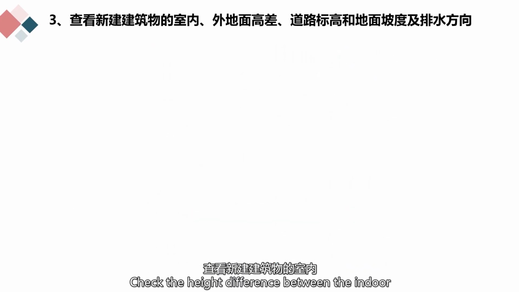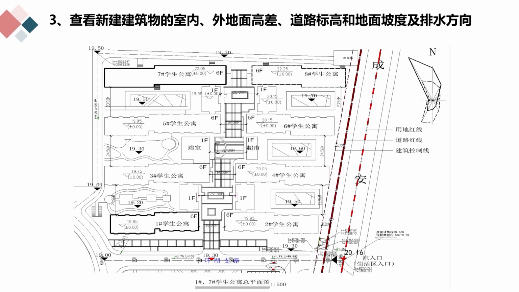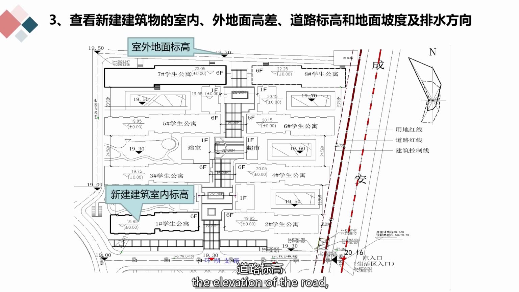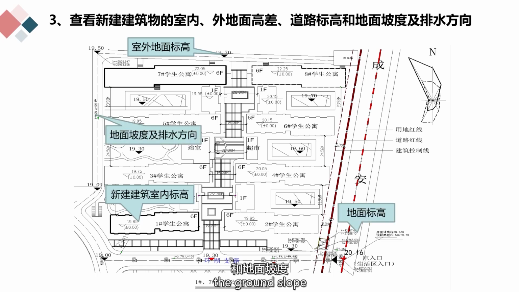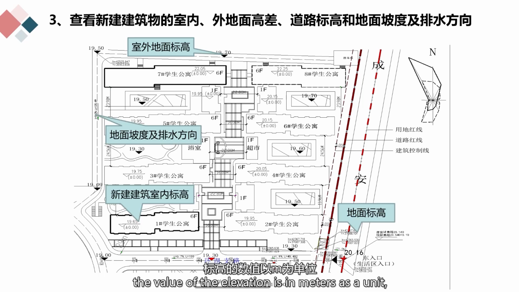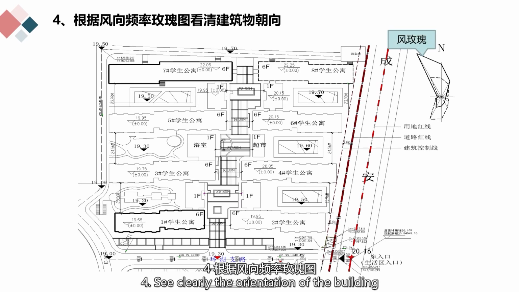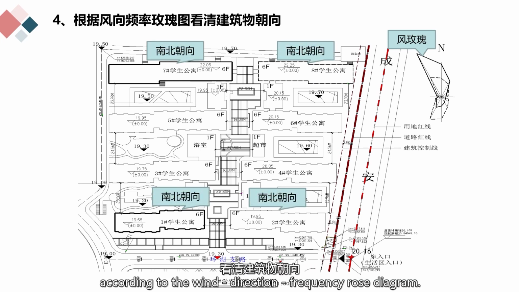Third, check the height difference between the indoor and outdoor ground of the newly built building, the elevation of the road, the ground slope, and the drainage direction. In the general layout plan, the value of the elevation is in meters as a unit and is generally marked to 2 decimal places. Fourth, see clearly the orientation of the building according to the wind direction frequency rose diagram.